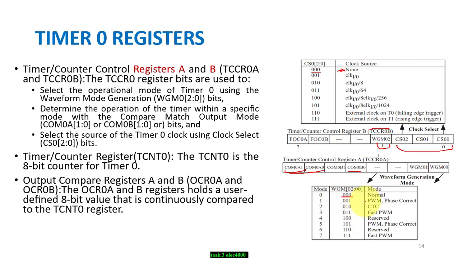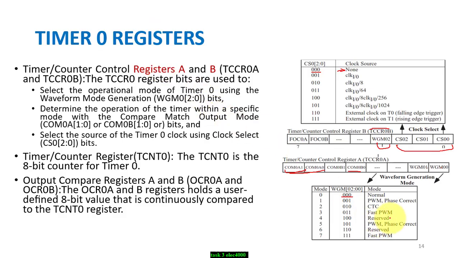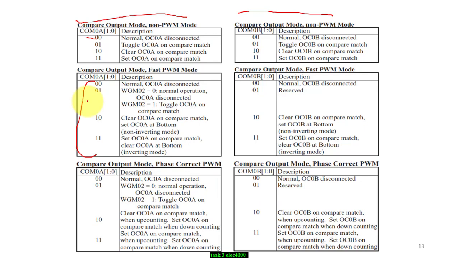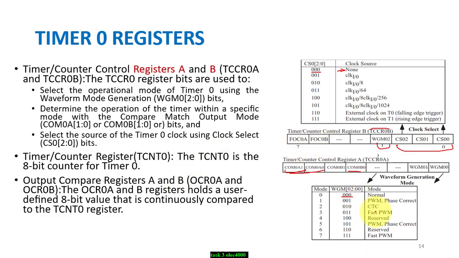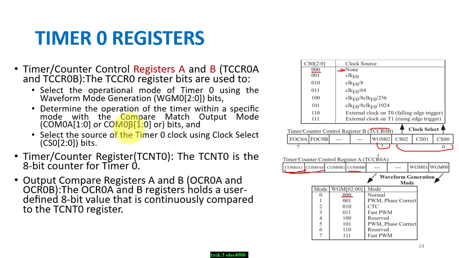Remember, we need to choose the wave generation mode from here, whether you want it normal. If you choose normal, then this means you are going to go here, no pulse width modulation. If you want to choose phase correct pulse width modulation, then you are going to choose the phase correct pulse width modulation from here. If you want to choose fast pulse width modulation, then you are going to work with this table over here. So it depends on which mode you are going to choose.